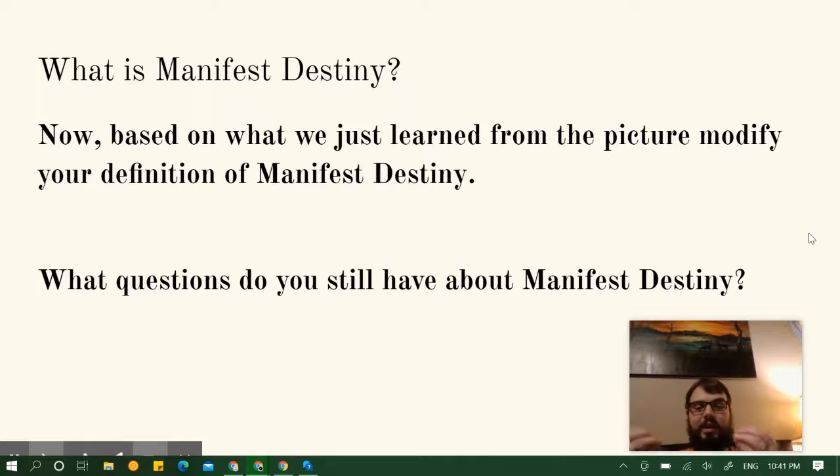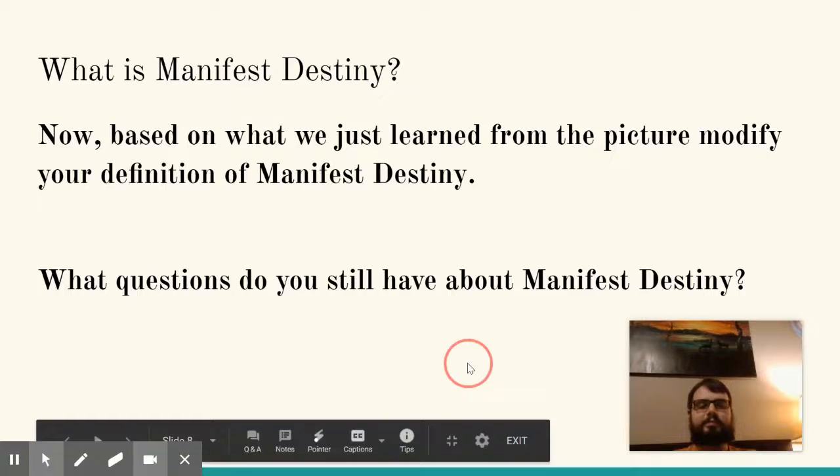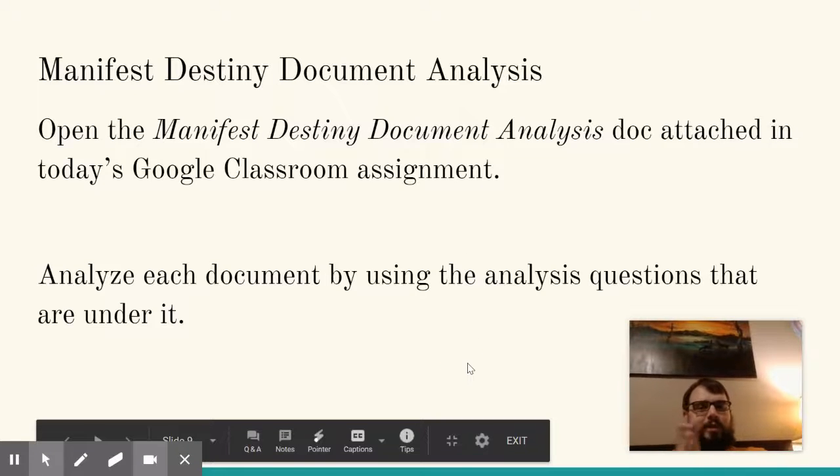Okay, it's kind of a crazy concept that's going on in America at this time. Pause video, adjust your definition, write down a couple questions you still have when you're ready. Go ahead, come on back. All right, we're going to continue on.